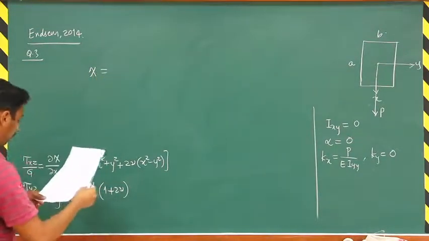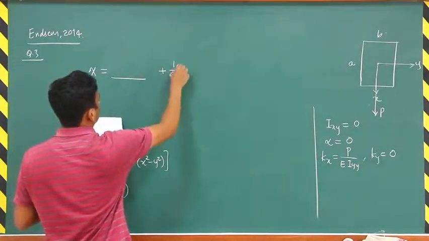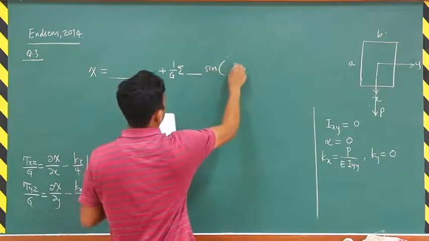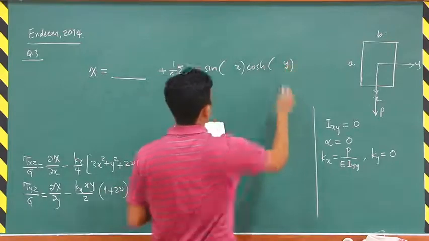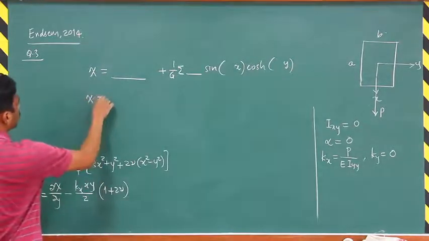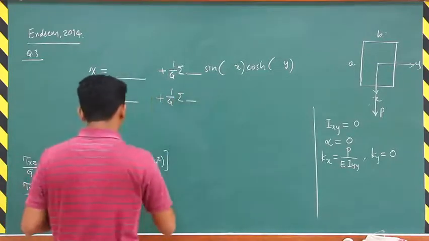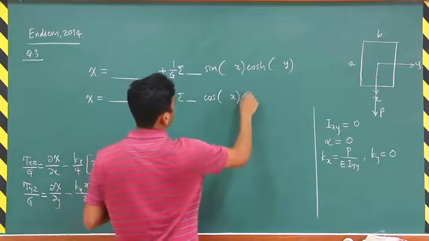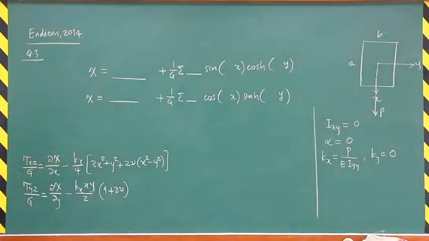I'll not write the entire function. So we have certain terms in x and y plus 1 over G summation over some constants, sine of some function of x and cos hyperbolic in y. The first equation is sine in x and cos hyperbolic in y, and the other expression has some terms in x and y. The series term will have some constant, and in addition to that we have cos in x and sine hyperbolic in y. Now we have to make a choice out of these two chi functions for our problem.